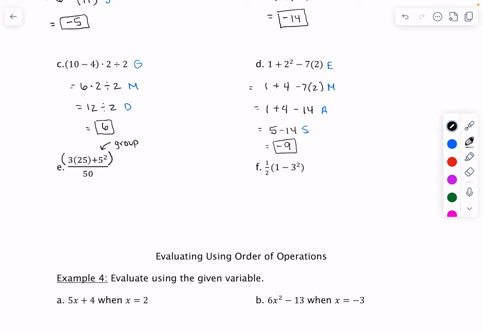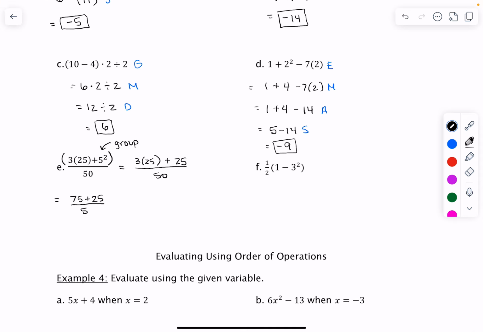Okay, so I'm going to deal with what's inside that group first. And what's inside that group happens to be a 5 squared, which is my exponent. So I'm going to go ahead and draw my equal sign here. I'm going to keep my 3 times the 25, then plus 5 squared is 25, and then keep it over 50. Going to keep working on my group up there, so I'm going to do the multiplication next, which is 3 times 25, which is 75.